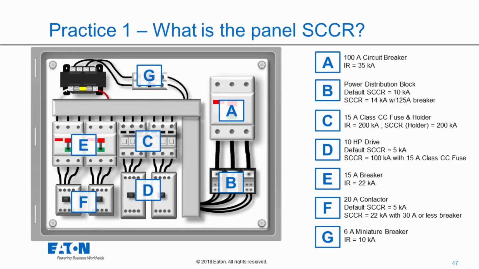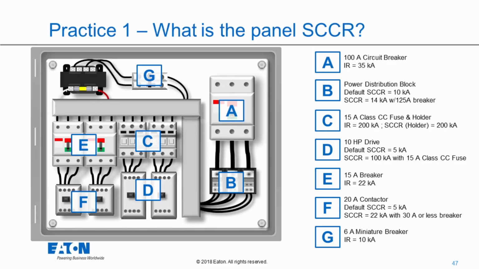You can see A is my main circuit breaker, the feeder breaker. It's a 100 amp circuit breaker with an interrupting rating of 35 kA. It's feeding a power distribution block that has a default short circuit current rating of 10 kA, or a short circuit current rating of 14 kA with a 125 amp breaker.